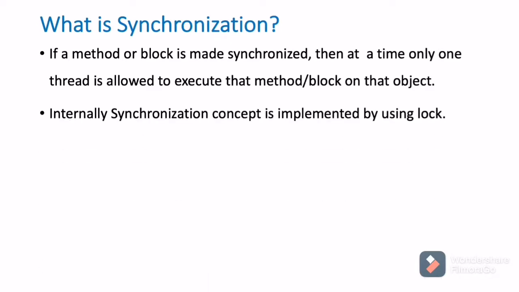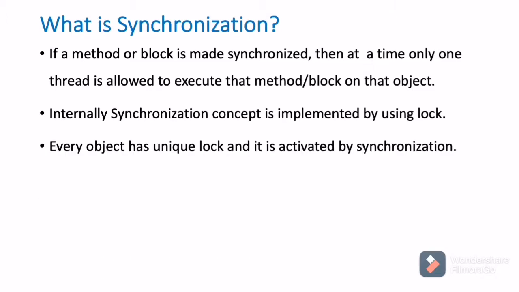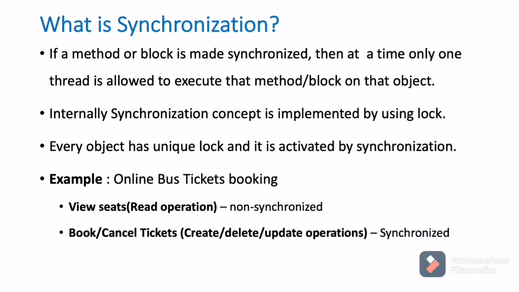Internally, the synchronization concept is implemented by using a lock. Every object has a unique lock and it is activated by synchronization. To understand it better, let's see one example: online bus ticket booking. Here, view seats is a read operation. If you just want to view whatever seats are available, it is non-synchronized, so we don't need to make that method synchronized. Then book or cancel tickets. In this case there could be create, delete or update operations happening. So we should make that method synchronized. Then it won't be affected by other threads.